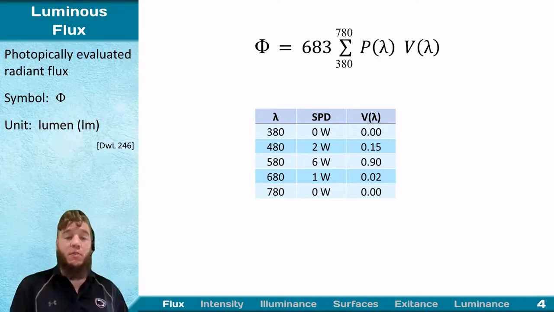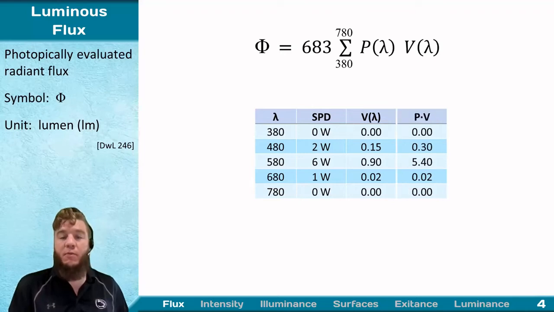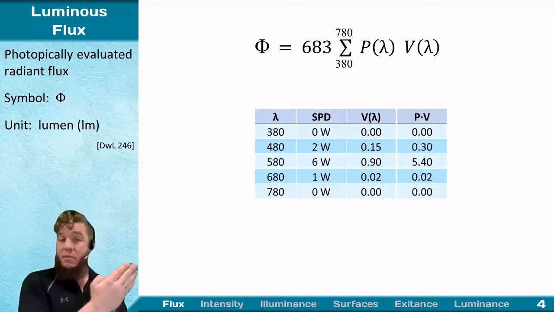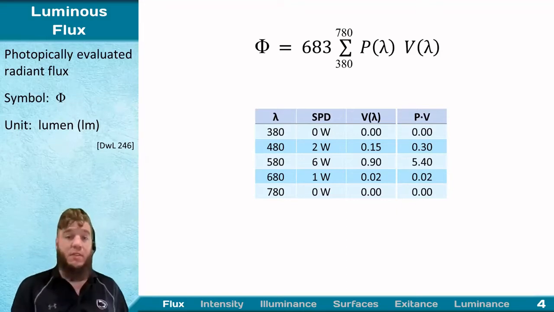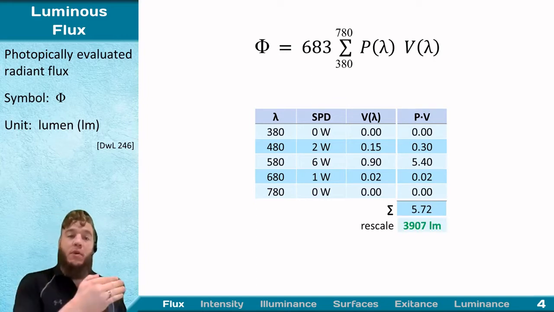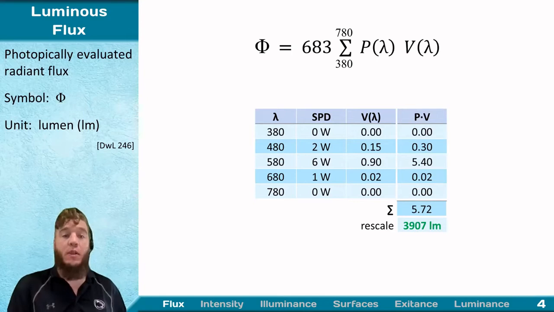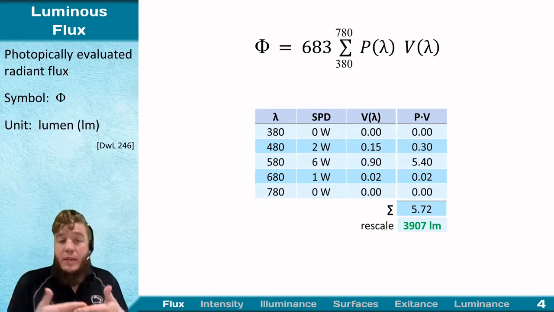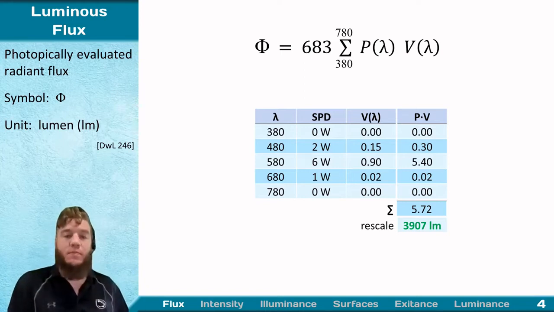So let's take a closer look and break this equation down. First off, we just need to take P lambda times V lambda, right? So the SPD times the V lambda function. That gets us this set of values. Now, if we sum them, that'll get us to 5.72. But we need to multiply that value by our scaling factor of 683. So that will get us to our final value of 3907. So that's how we evaluate this function to get the lumens of a light source.